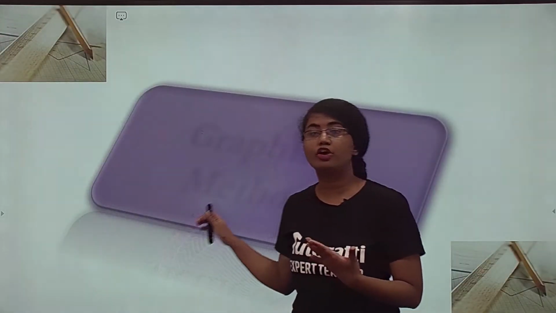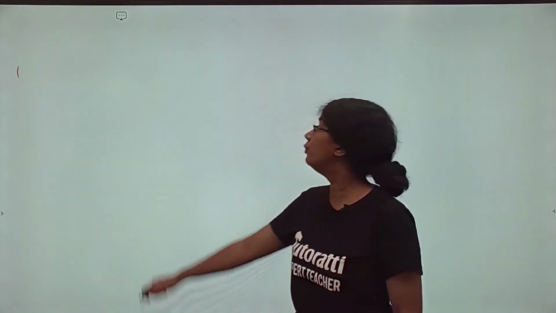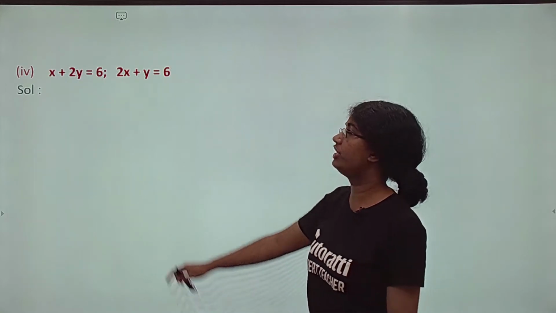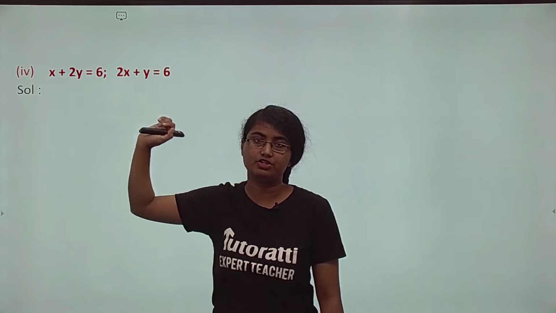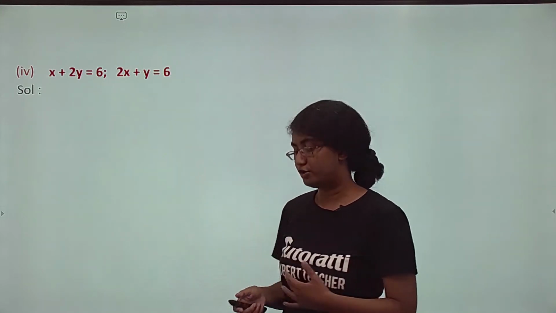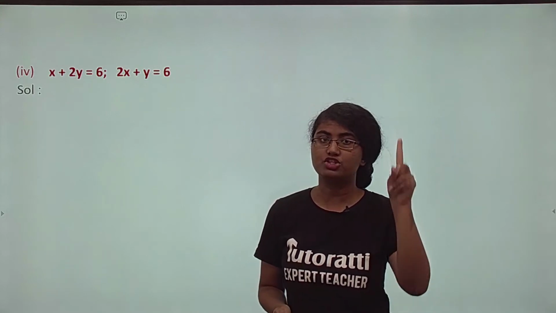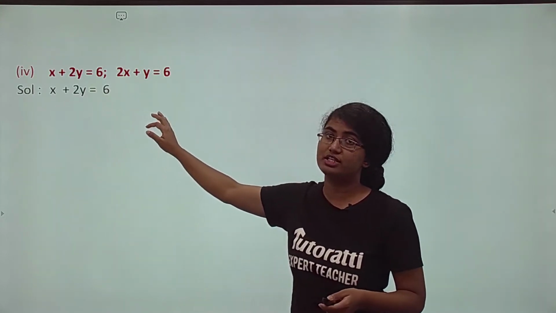Let's move on to the graphical method. We have been given two simultaneous equations: x plus 2y is equal to 6 and 2x plus y is equal to 6. Now we are going to try to solve this. We are going to take one equation at a time. Let's take the first equation, x plus 2y is equal to 6.